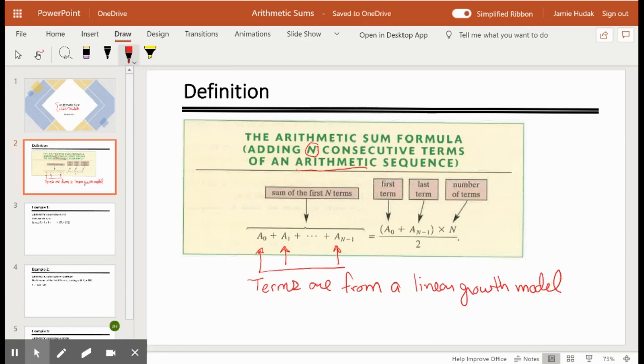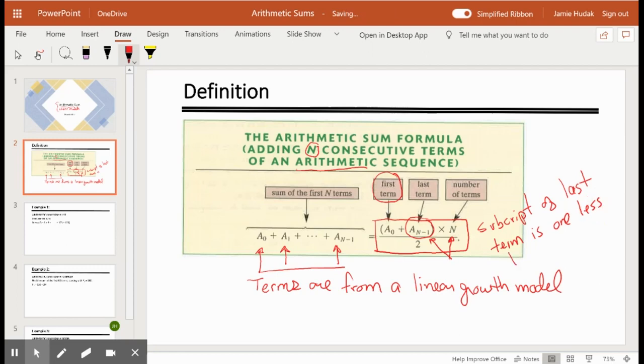So once we've identified we're adding up the terms of a linear growth model or an arithmetic sequence, we have a formula for calculating the sum. So it says a sub 0, which we should understand is the first term. We call that the initial population or the initial term. A sub n minus 1, that's the last term. And there's a relationship here that the subscript of the last term is 1 less than the number of terms, because the number of terms is n.